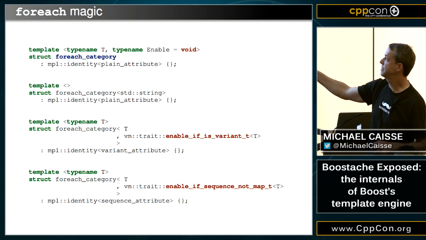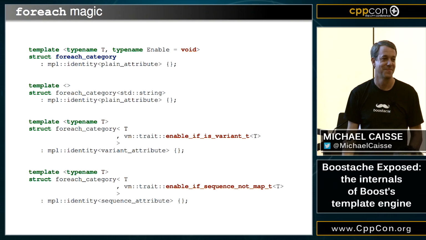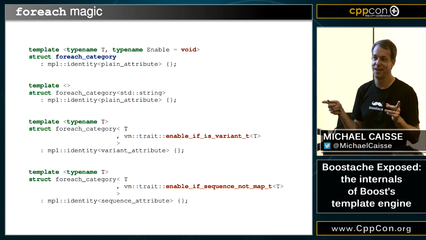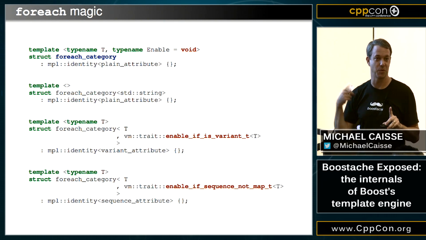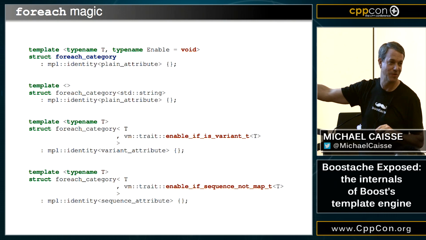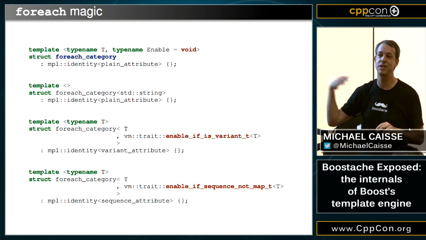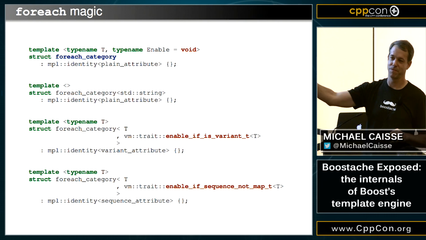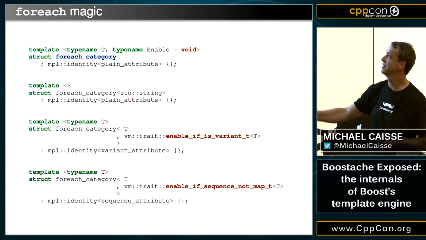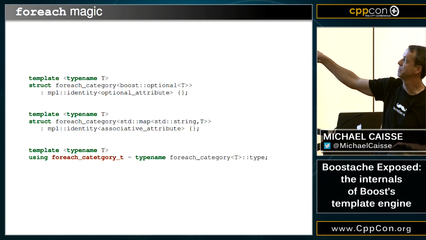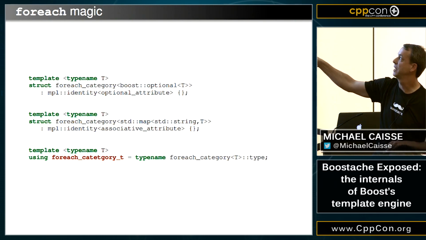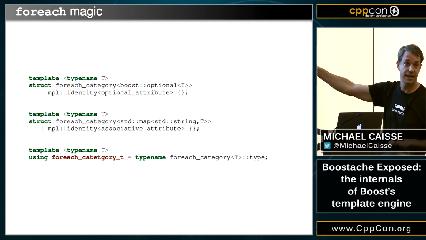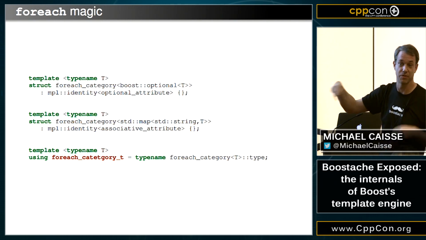If it is a sequence that's not a map, because I don't want to treat maps like sequences, I want to treat other things like sequences. Sequences for me in the for each sense of the word, because notice I'm in the for each category right now, I'm not in one of the other categories. In the for each category, I want to say that maps don't look at all like a sequence. Instead, maps are going to look like an associative thing to me. If I have an optional, it's going to look like an optional attribute. And then I'm going to use a template alias just to make my life easier so I don't have to write stuff over and over again, right?